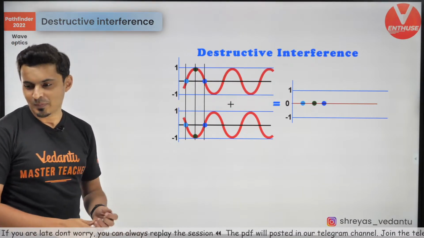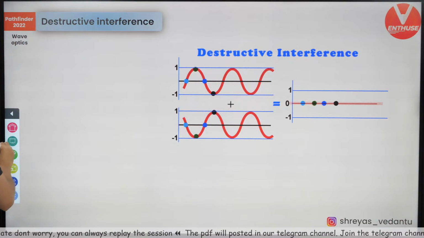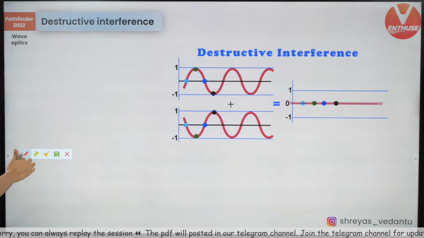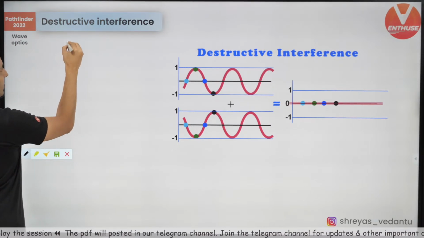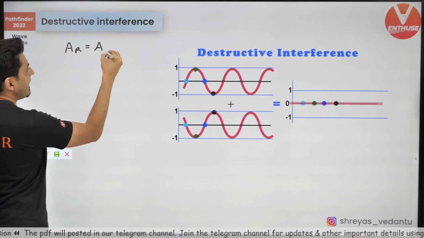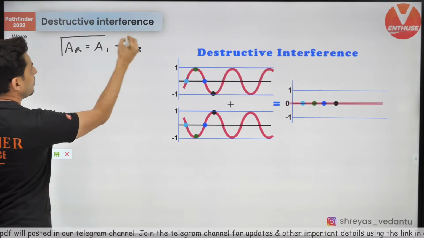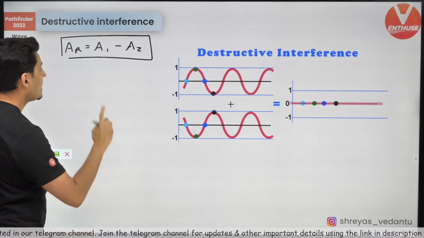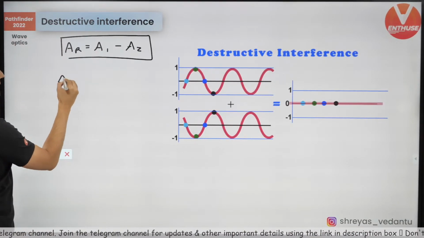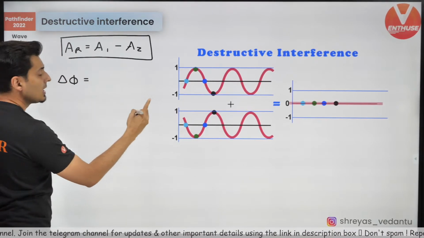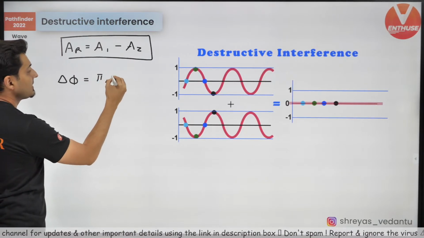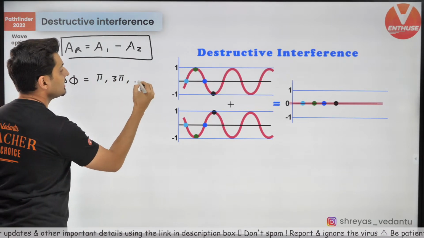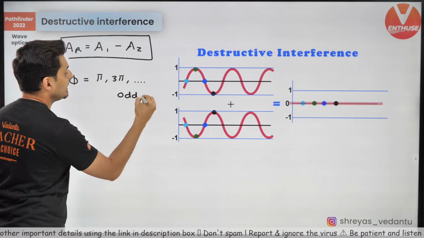Great. Now, in case of destructive interference, what one can say is that the amplitude of the resultant is A1 minus A2. That's number 1. Number 2, you can see that the phase difference between them, because they are out of phase, and remember what is out of phase? Pi radians, 3 pi radians, essentially any odd multiple of pi.